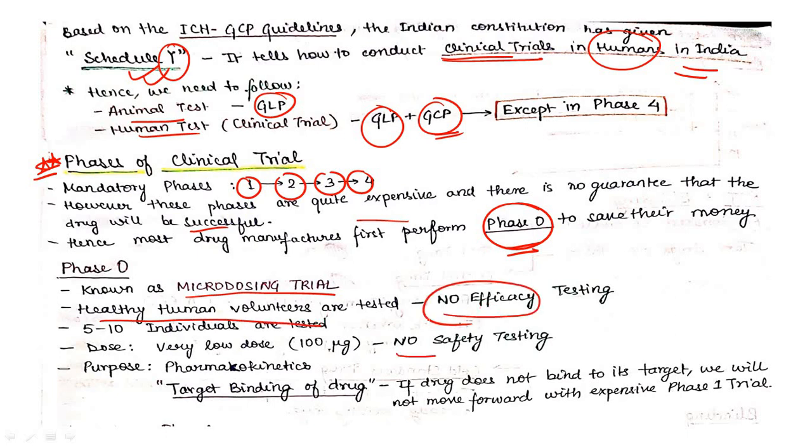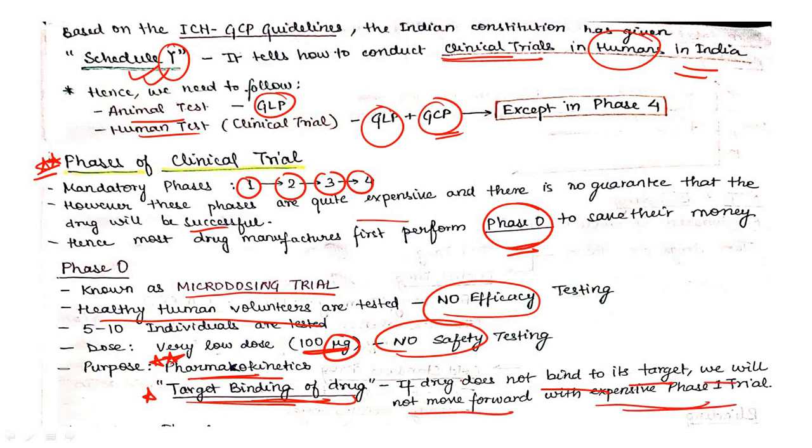There is no efficacy testing, and there is no safety testing. Just we are knowing the pharmacokinetics of the drug, that is target binding site of the drug. Getting? Because we are administering drug in very low dose, that is in microgram. So we are just looking at the pharmacokinetics and target binding of the drug. If drug does not bind to its target, we will not move forward with expensive phase 1 trial or phase 2 or phase 3. Just we are checking the target binding site of a drug, pharmacokinetics of drug in phase 0. So it is known as microdosing trial.